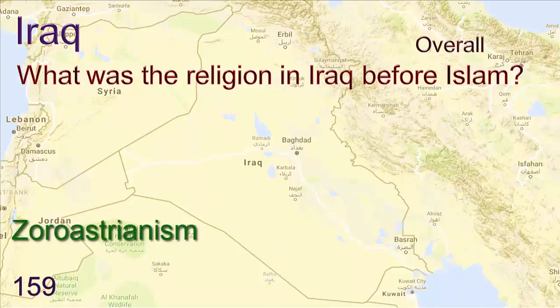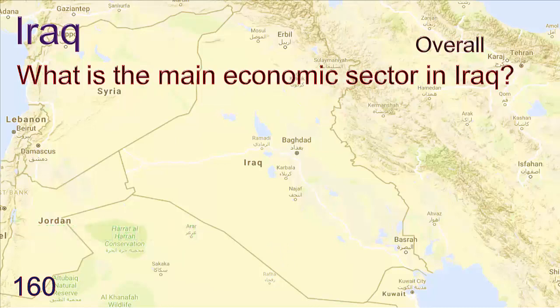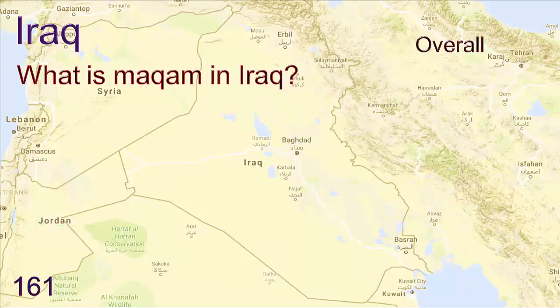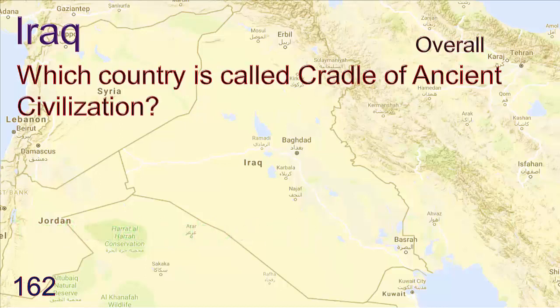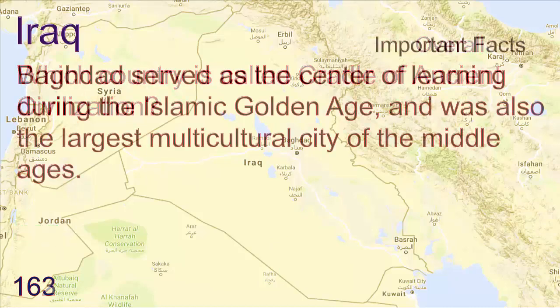What was the religion of Iraq before Islam? Answer is Zoroastrianism. What is the main economic sector in Iraq? Answer is oil sector. What is Maqam in Iraq? Traditional Arab music. Which country is called the cradle of ancient civilization? Answer is Iraq. Now some important facts about Iraq.